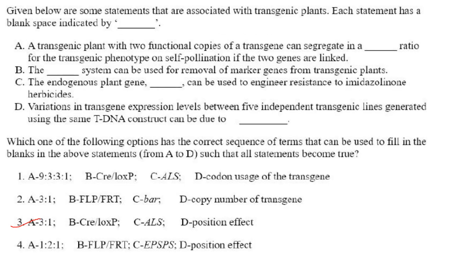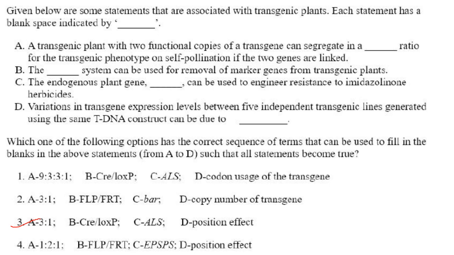Then next one. Given below are some statements that are associated with transgenic plants. Each statement has a blank space indicated by a dash. You have to fill up the blanks. Which of the following options has the correct sequence of terms that can be used to fill in the blanks in the above statements from A to D, such that all the statements become true? A transgenic plant that has 2 functional copies of a transgene can segregate in a 3:1 ratio. So 1 and 2 options cannot be considered. We have to see for 2 and 3.